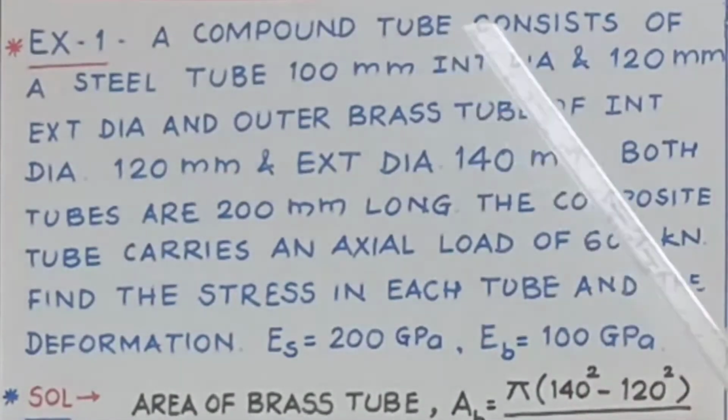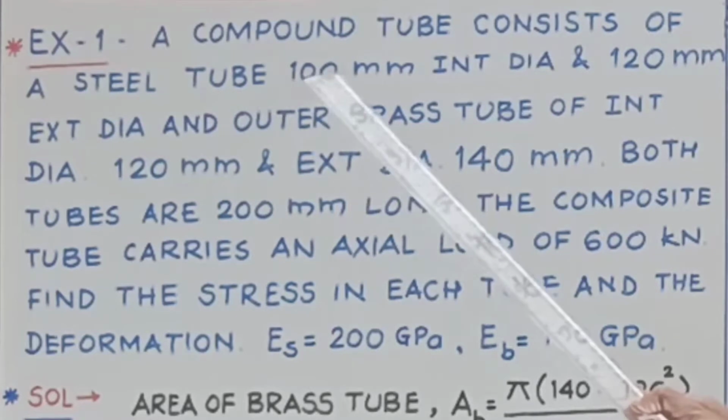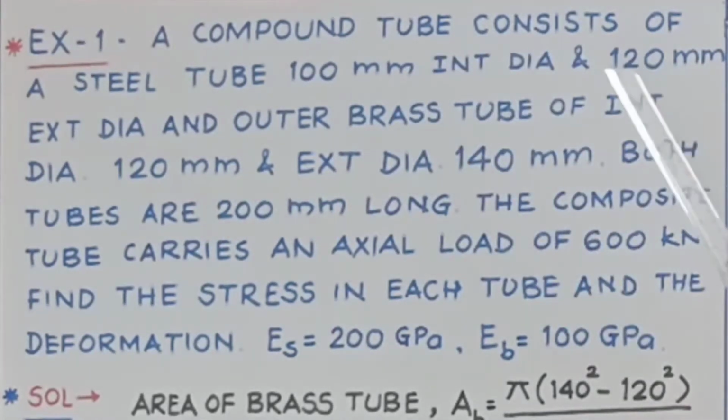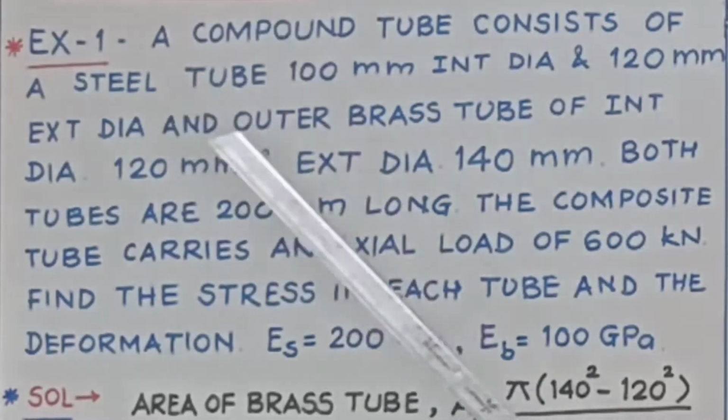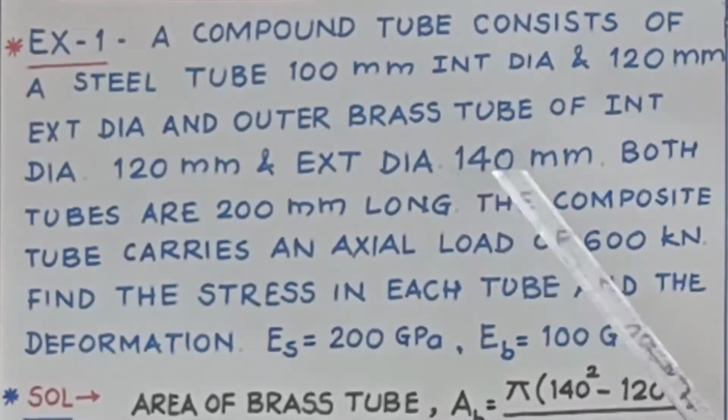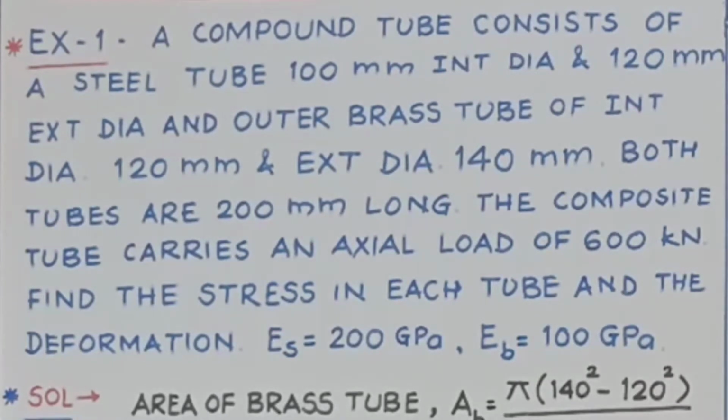The compound tube consists of a steel tube 100 mm internal diameter and 120 mm external diameter, and an outer brass tube of internal diameter 120 mm and external diameter 140 mm. Both the tubes are 200 mm long. The composite tube carries an axial load of 600 kN. Find the stress in each tube and the deformation. ES is given as 200 GPa and EB as 100 GPa.